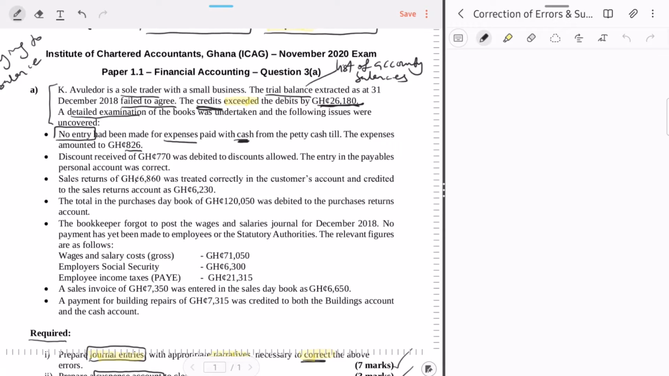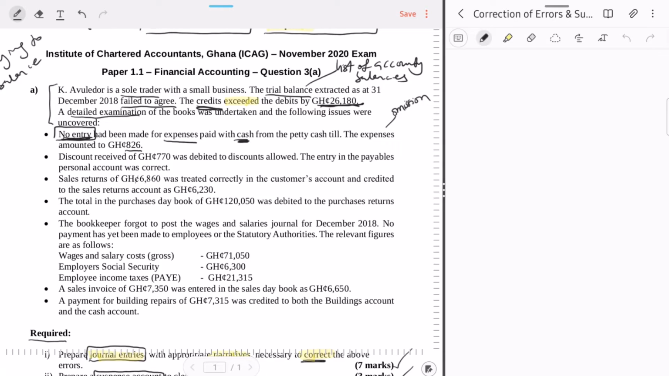Someone has paid expenses with cash. The person forgot to record it because they said no entry has been made. So someone has paid for expenses with cash and did not record it at all. For those who want to know the types of errors, this can be called an error of omission. I'm not too keen on the names of the errors, but some people are so obsessed with that. So there's an error called an error of omission, right?